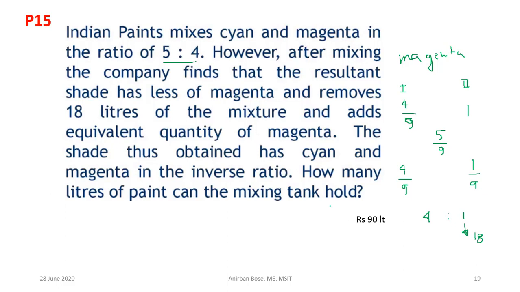But what is the question? The question is the total capacity the tank can hold. So the total capacity is 4 plus 1, which is 5. So 5 corresponds to what? If 1 corresponds to 18, then 5 corresponds to 5 into 18, which is 90. So the total capacity is 90. That's all.